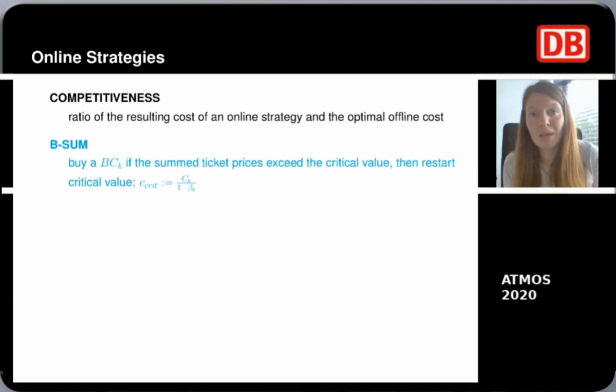So in his paper on the one-kind BahnCard problem, Fleischer analyzes 3 online strategies called never, always, and some. And in the paper, we discuss generalizations to the multi-kind BahnCard scenario for all 3 of them, with the B-sum, so our generalization of the sum algorithm, being by far the best, so the one with the smallest competitiveness ratio.